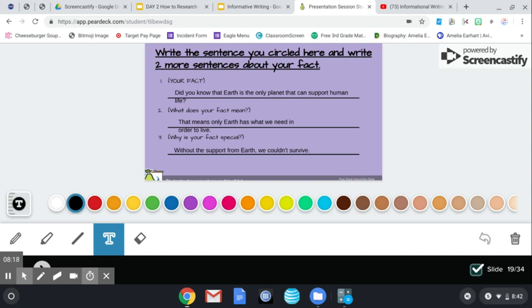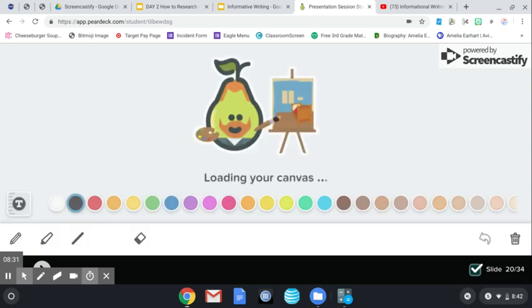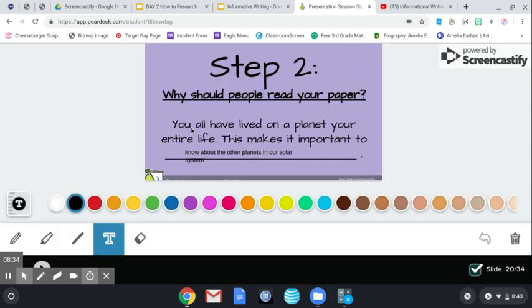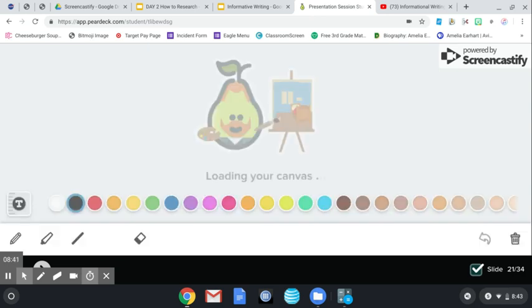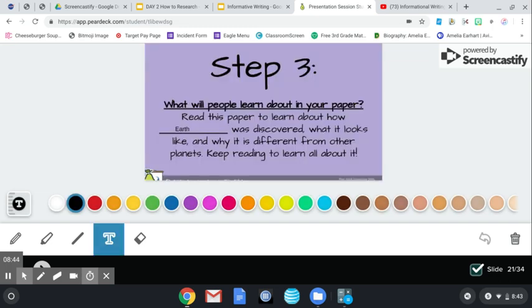So my introduction will read, did you know that Earth is the only planet that can support human life? That means only Earth has what we need in order to survive. Without the support from Earth, we couldn't survive. We have all lived on a planet our entire life. This makes it important to know about the other planets in our solar system. Read this paper to learn about how Earth was discovered, what it looks like, and why it is different from other planets. Keep reading to learn all about it.